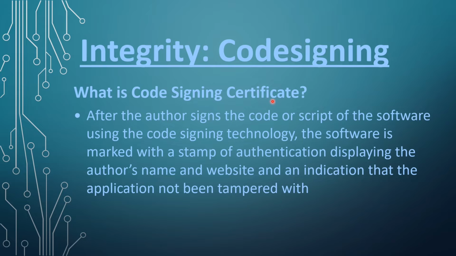What does the code signing certificate contain? It contains the author's name, validity period, website information, if there is any, and also it shows that the application has not been tampered with since its creation. We'll discuss in more detail how to do that, but for now, this is one way of putting a stamp on digital applications.